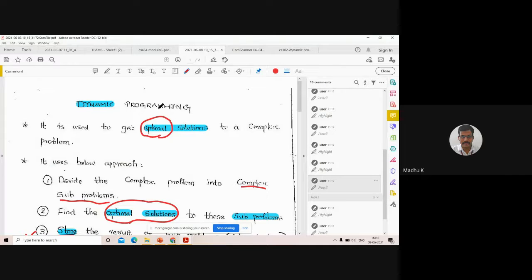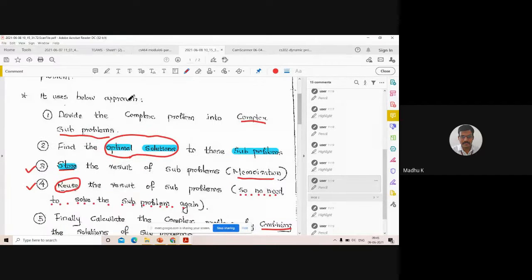Dynamic programming is used to get an optimal solution to a complex problem. So the approach is to divide the complex problem into subproblems, find the optimal solutions to these subproblems, then store the result of each subproblem. This is called memoization. For storing the intermediate results, we need an additional data structure in this method.